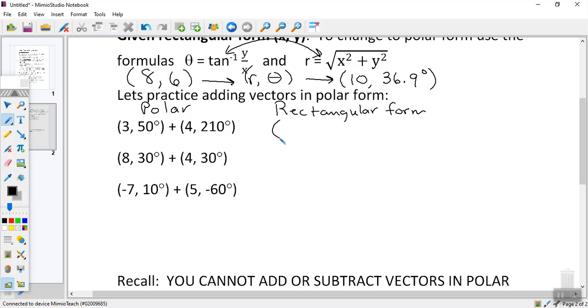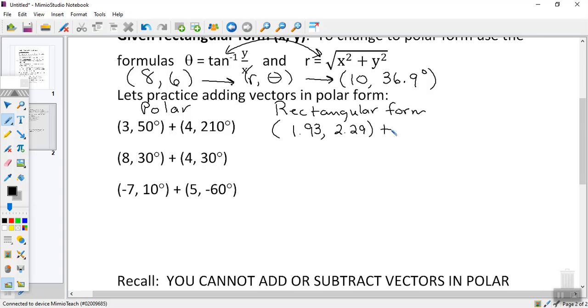Wouldn't I do 3 cosine 50 and 3 sine 50 for this? Get that in rectangular form right there? Okay, somebody do 3 cosine 50. Who's going to volunteer that? I got it. Okay, and somebody do 3 sine 50 for me. I got it. Okay. When you've got the 3 cosine 50, tell me what you have. 1.928, so I'm going to call it 1.93, comma, how about the r sine theta? 2.29.